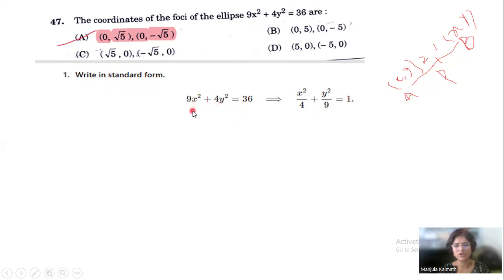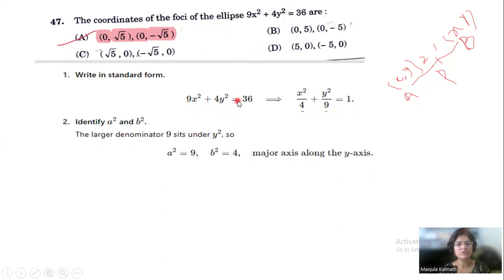That means this whole term is divided by 36, and this is divided by 36. Multiplication becomes division when it moves to the left-hand side across the equal sign. So now by simplifying, 9 divided by 36 is 1 over 4, since 9 fours are 36, and 4 divided by 36 is 1 over 9, since 4 nines are 36. So x squared divided by 4 plus y squared divided by 9 equals 1. This is the first step: we need to convert the given equation into the standard form.